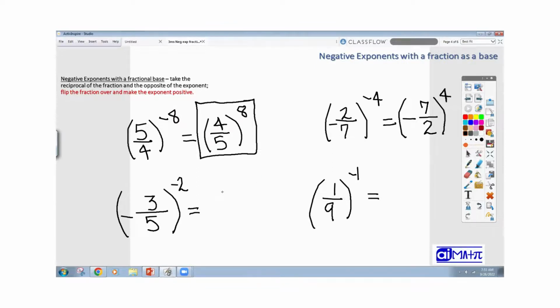-3/5 would become -5/3. Remember, this negative sign stays. And instead of -2, we're going to say squared. And then 1/9, we would flip that over to 9. And instead of -1, this would just become 9 to the 1st power.